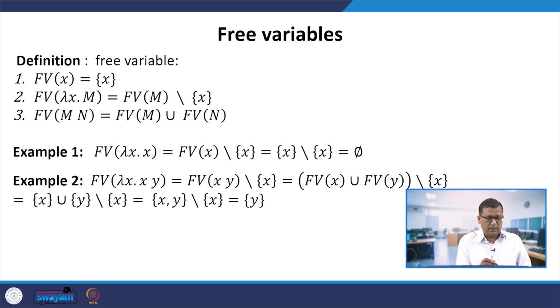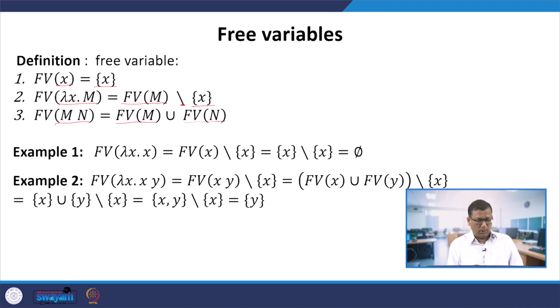The first one is free variable of x is the singleton x. Free variable of abstraction, lambda x dot M, is the free variables of M set difference singleton x. That means free variables of M excluding x. And for application MN, free variable of MN is the union of free variables of M and free variables of N.